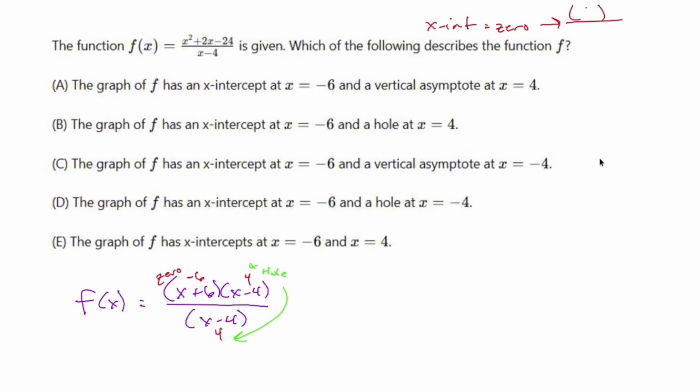Now, what we don't have is a vertical asymptote. Those exist when you have a factor on the bottom that's nothing like a factor on the top. That doesn't exist here. The only thing we have is a 0, or they want us to word it as an x-intercept, same exact thing, at x equals negative 6, and we have a hole at x equals regular 4. And that's going to be B. So there you go, easy problem.